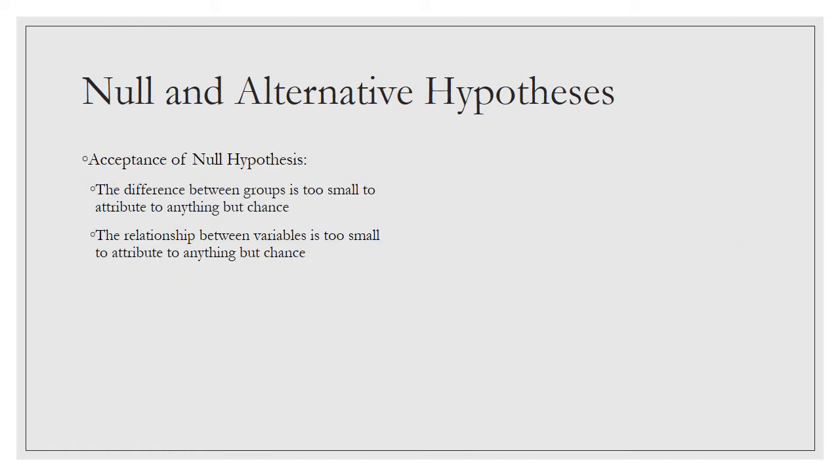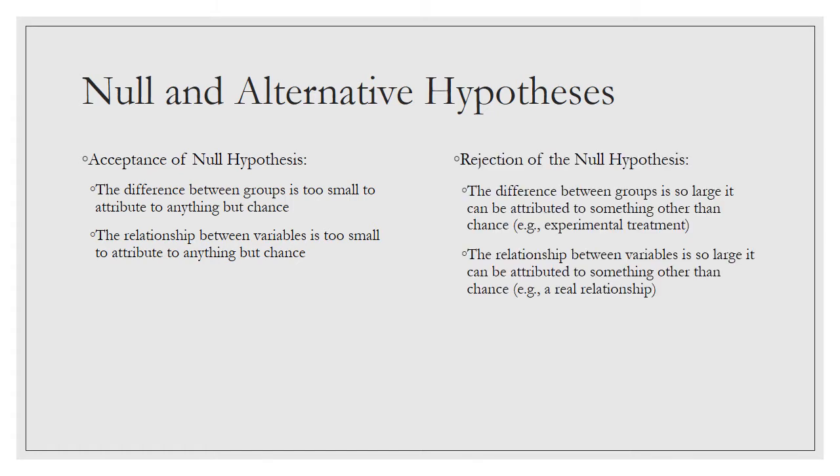The acceptance of the null hypothesis, again, is that the difference between the groups is too small to attribute to anything but chance. It's just chance variance amongst groups, so they're not going to be identical. To retain the null, or accept the null, there's such little difference that we just don't attribute it to anything, so we retain it. Same is true if we think about relationships, that the relationship is way too small to attribute to anything but chance alone. So if we have the two groups that we test and there's a difference, and the difference is very small, we just say, well, it's just due to chance alone.